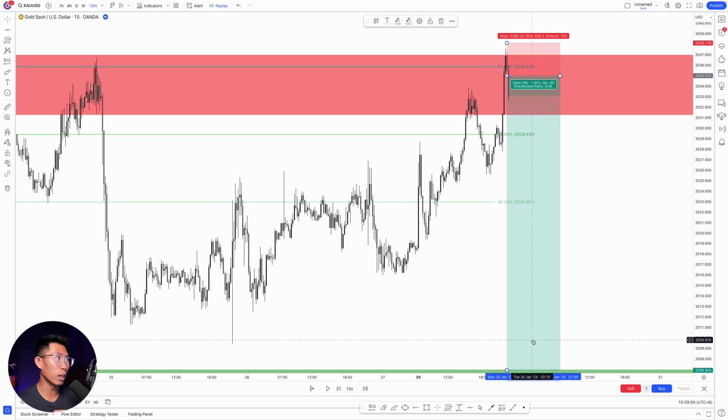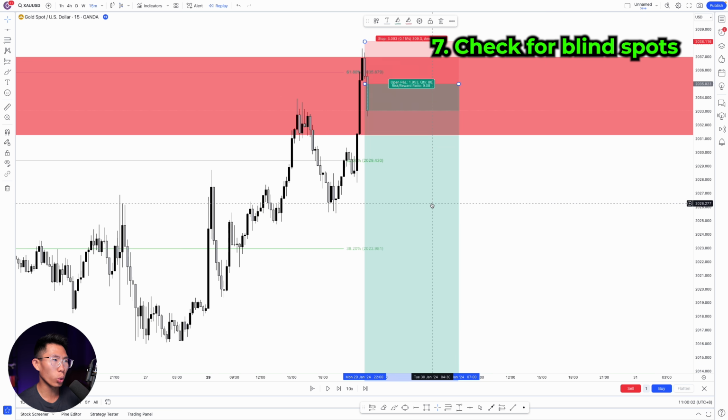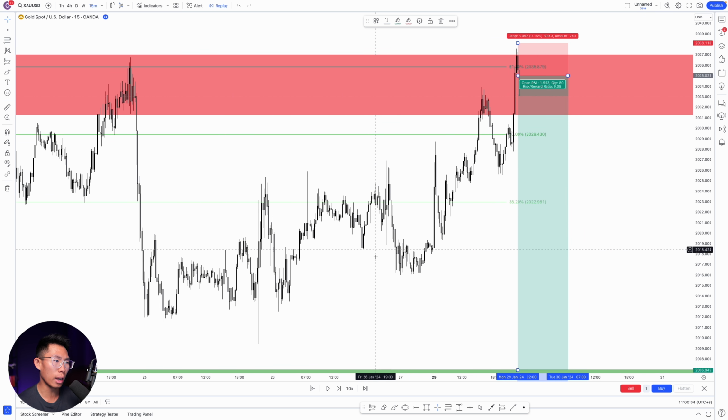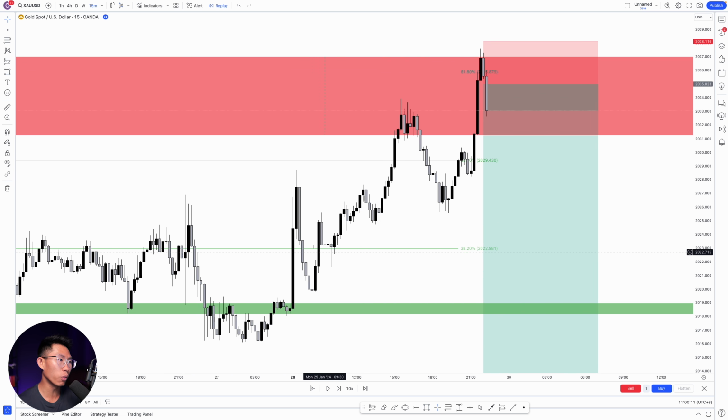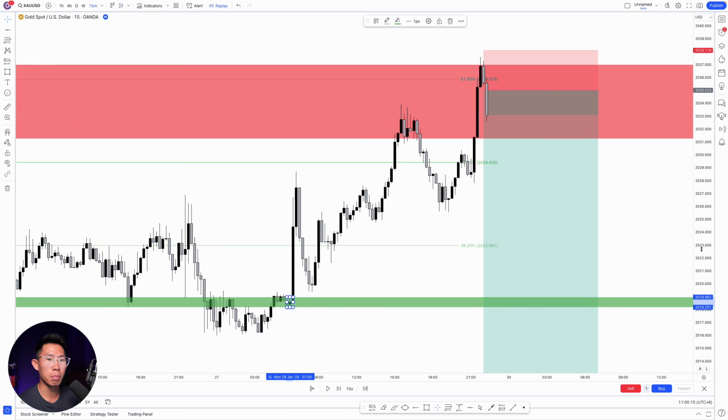Remember what I said earlier about how you need to use multiple time frames to check your blind spots. So if you actually zoom out and look towards the left, you will notice that there is actually another demand zone being formed right here, right? Because there's inefficiency right here once again, and this area here is actually a demand zone.